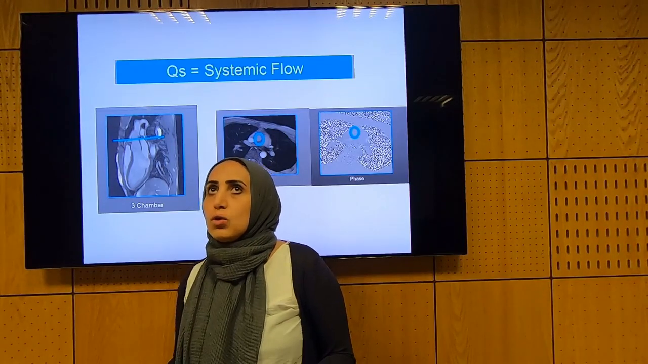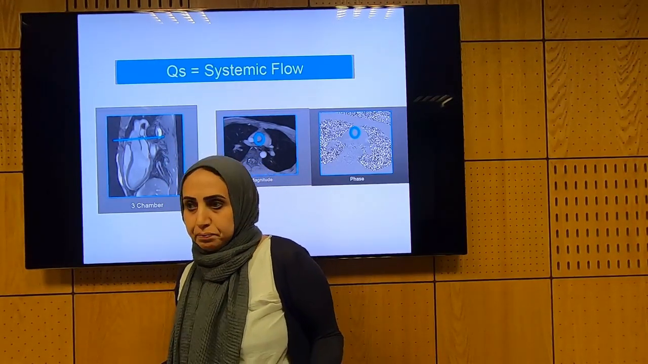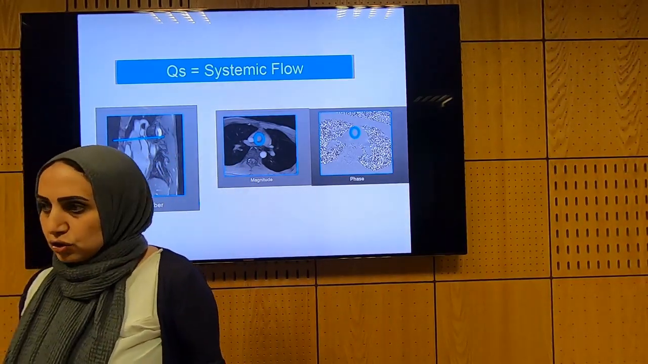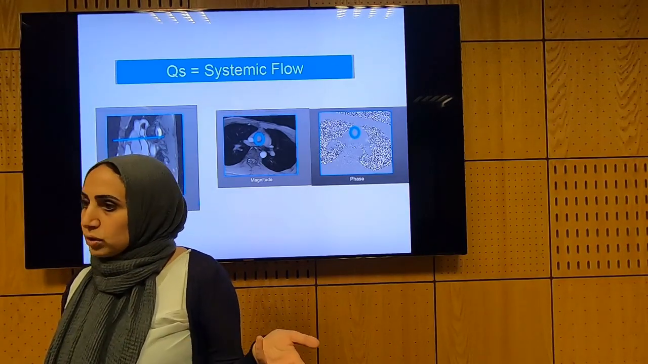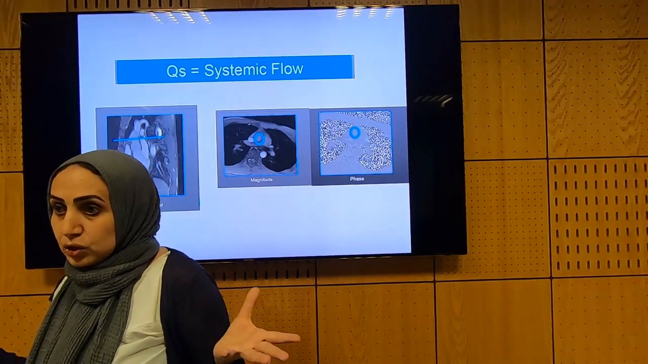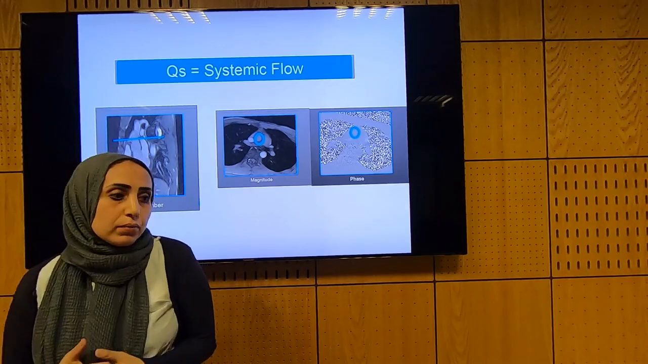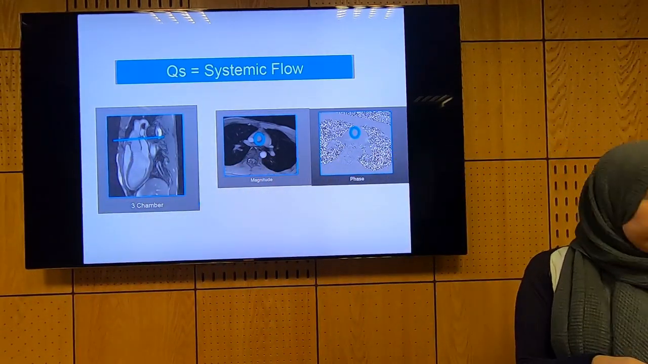QP, or actually QP does not mean the flow passing in the pulmonary artery. QP means the flow going to the pulmonary circulation. And QS does not equal the aortic flow. It means the blood going to the systemic circulation. Sometimes you have collaterals, and we will go through that. So sometimes you have to double check your information.